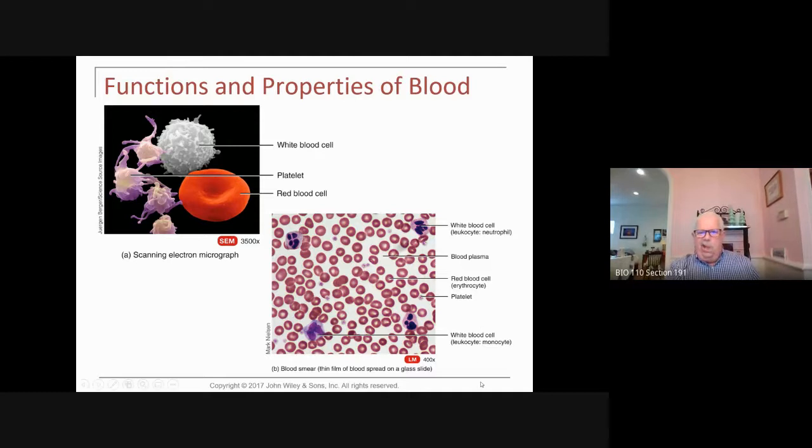But the majority of these cells are red cells. There are white cells. Here's a white cell. Here's a white cell. They happen to be different white cells, but we'll talk about the difference later in this lecture. And here are platelets. These little smudges are platelets. I want to re-emphasize that platelets are not cells. They are fragments of cells.